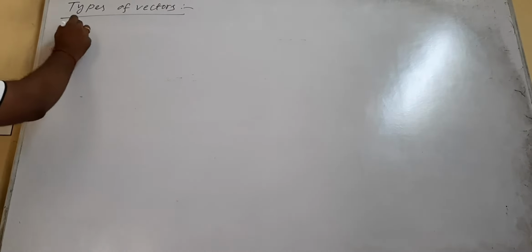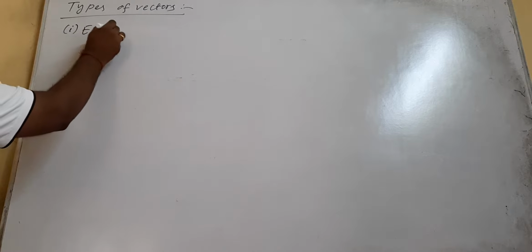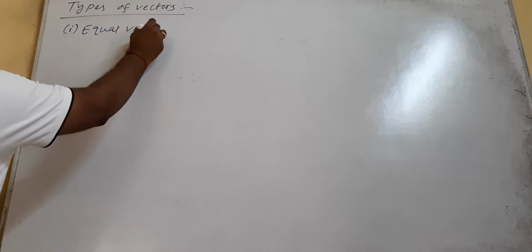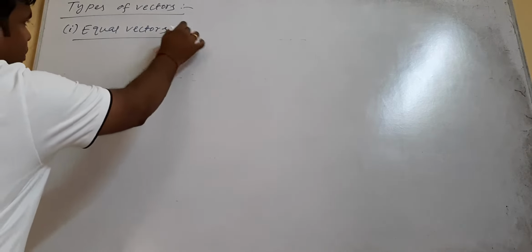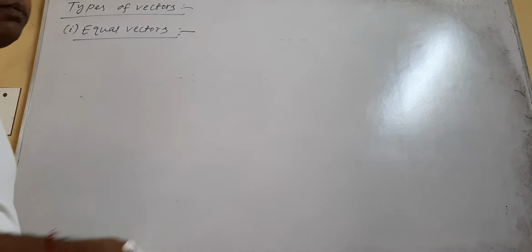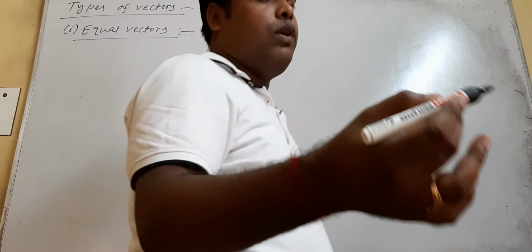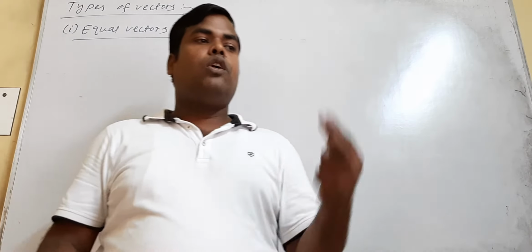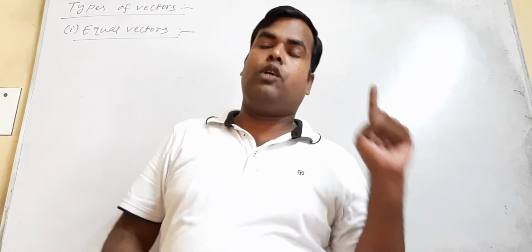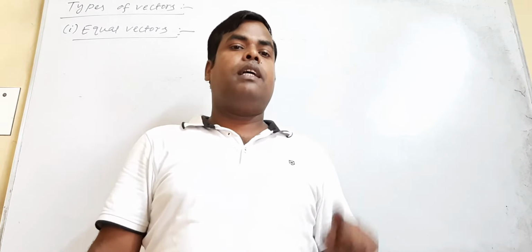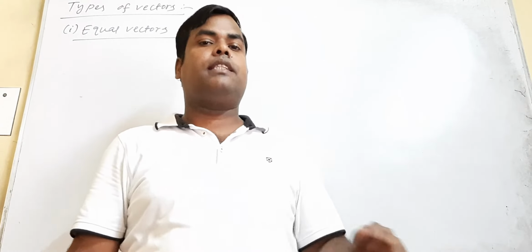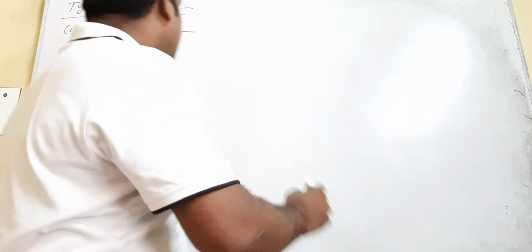First one is equal vectors. A vector has both magnitude as well as direction. So two vectors are said to be equal if they have the same magnitude and the same direction.